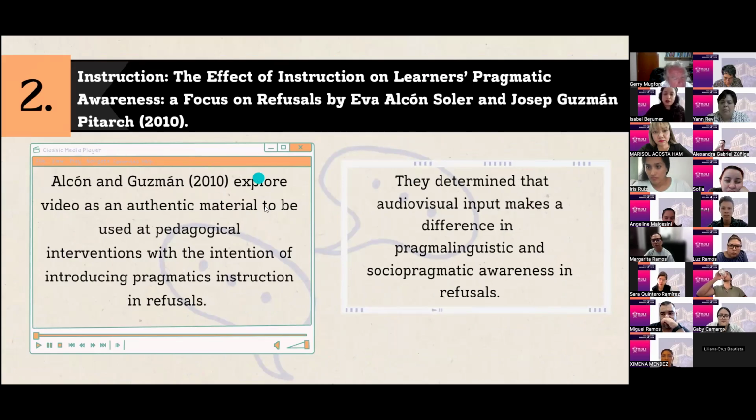The second one deals with instruction: the effect of instruction on learners' pragmatic awareness. In this case, this study was focused on refusals. Alcon and Guzman explore different resources, and they were talking about using authentic material, video in this case, in pedagogical interventions. They determined that this source of input makes a difference in pragmalinguistics, the resources students have to express themselves, and sociopragmatic awareness, so how socially appropriate language is.